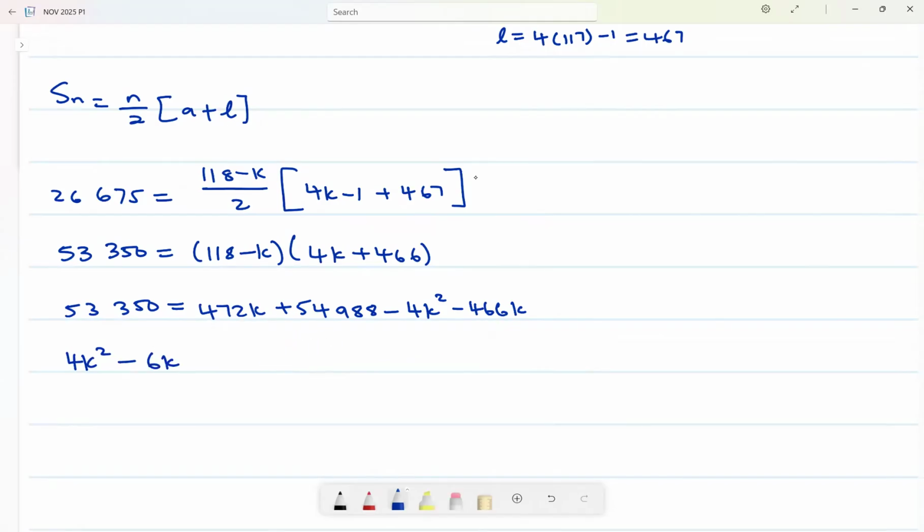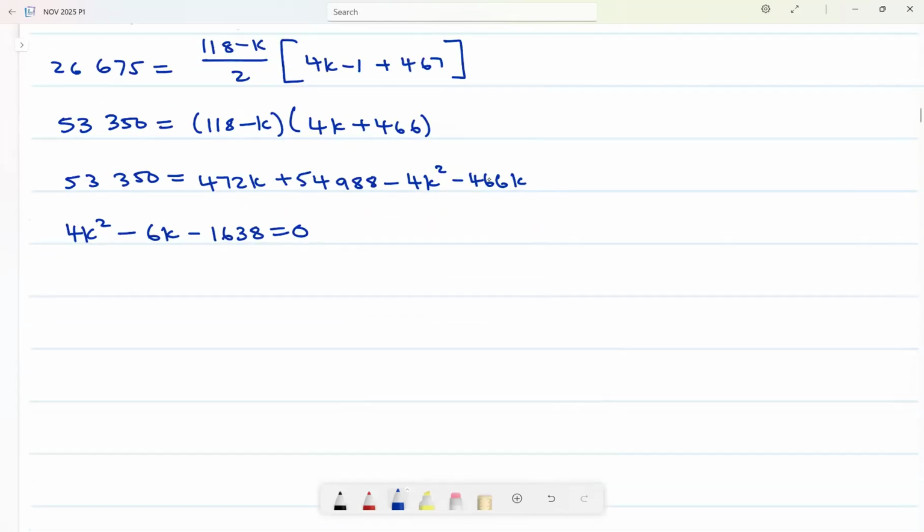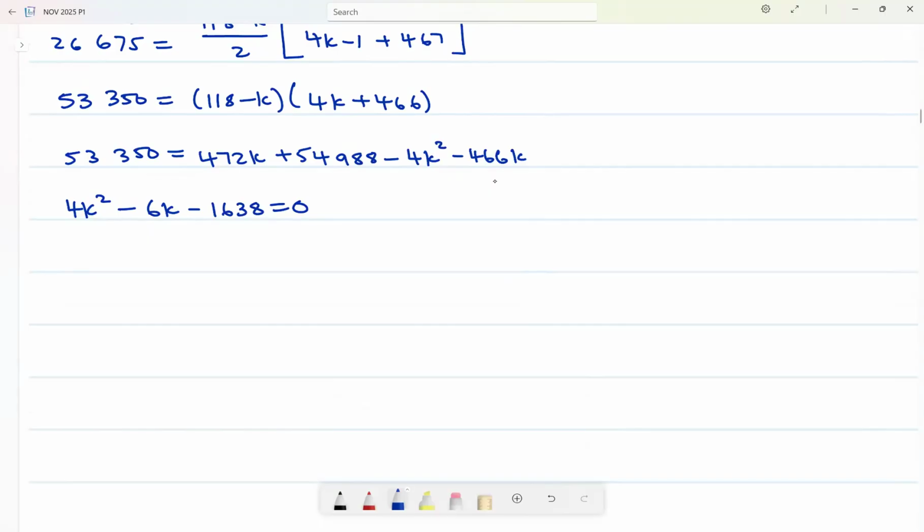And then 53,350 subtract 54,988 is something like negative 1638. And then let me equate that to 0. I can take 2 as a common factor. When I do that, I will have something like 2K squared minus 3K minus 1638 divided by 2, which is 819.